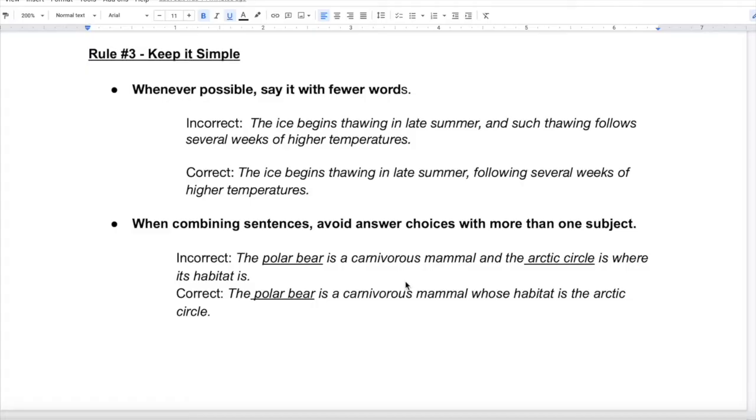Do you see the difference between the correct version and the incorrect version? The correct version just sounds better. You're right. Notice it's shorter. There are just some extra words in the incorrect version: and such thawing follows several weeks of higher temperatures. Nothing is added by saying that. We know you're already talking about the thawing and when it's happening. You don't need to repeat that. If you can say it with fewer words, go with it, as long as it makes sense.